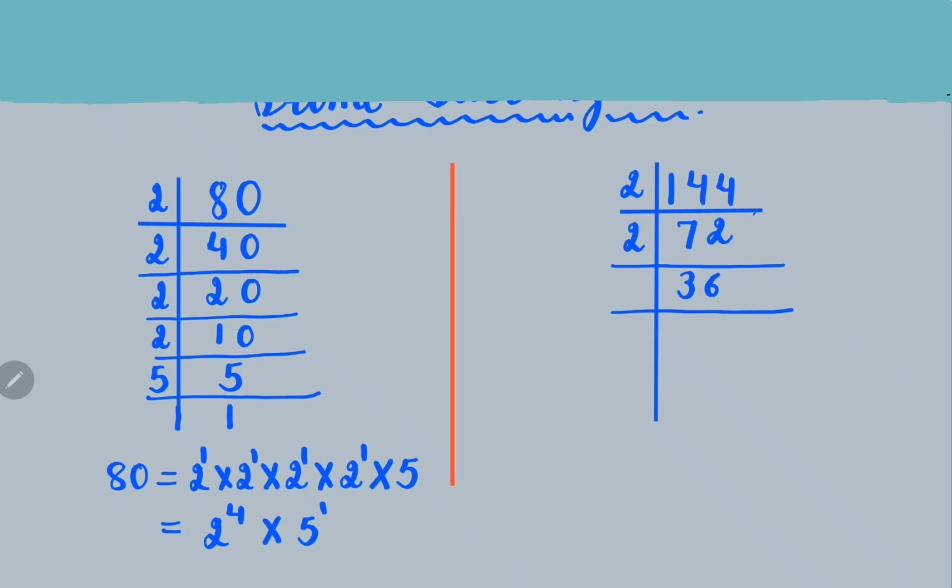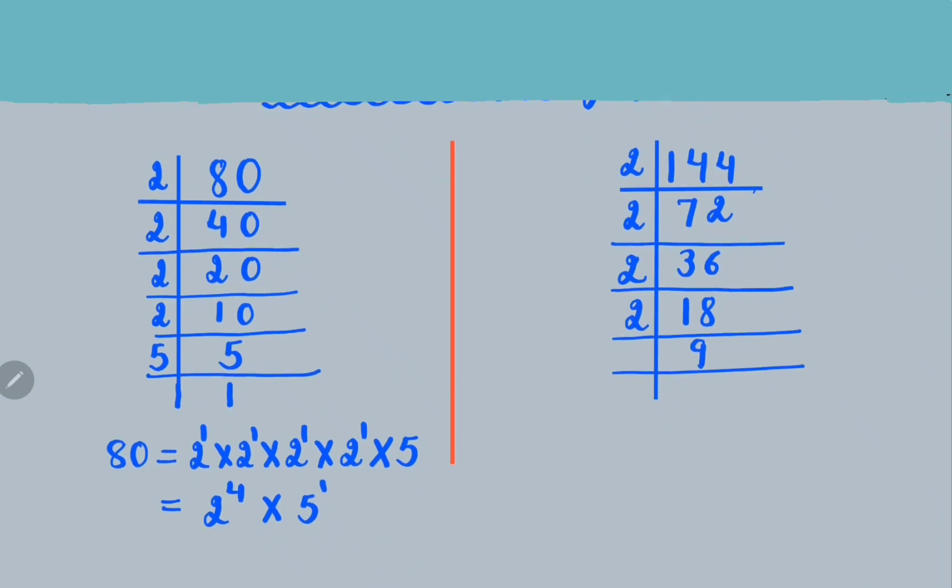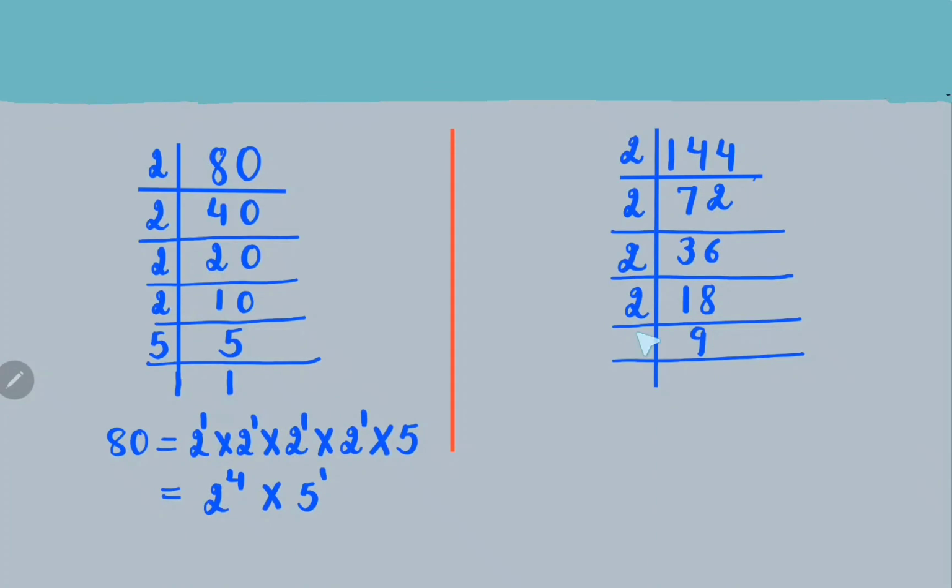Now 36. 36 is also an even number. 2 times 1 is 2. 1 is carried forward. So it becomes 16. 2 times 8 is 16. Now 18 also goes on to 2 times 9 is 18. Now 9 is an odd number. It doesn't go on to 2. It goes on table of 3.